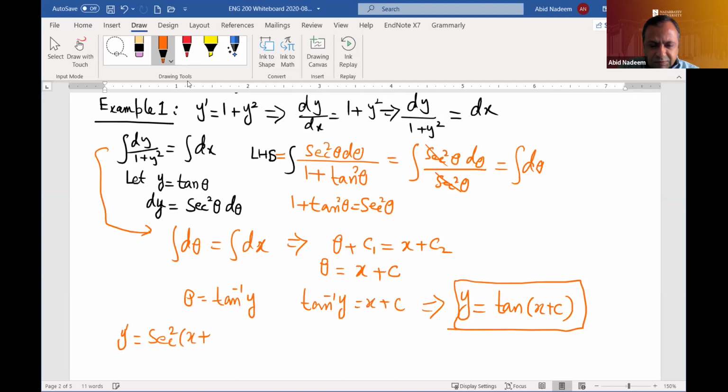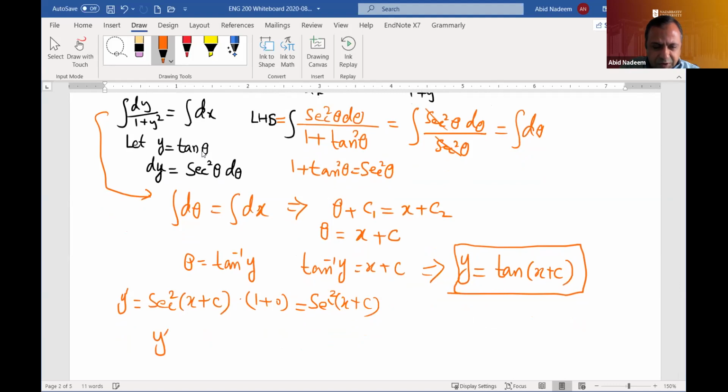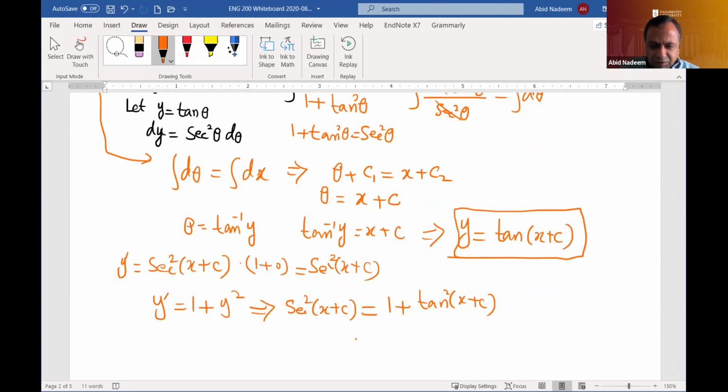y prime is secant square of x plus c, because the derivative of tangent is secant square, and by the chain rule the derivative of x plus c is 1, since x's derivative is 1 and c's derivative is 0. Substituting into y prime equals 1 plus y squared: y prime is secant square of x plus c, and 1 plus y squared is 1 plus tangent square of x plus c. Since 1 plus tangent square is equal to secant square, we have verified the solution.